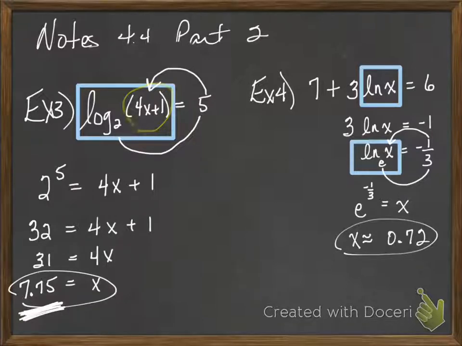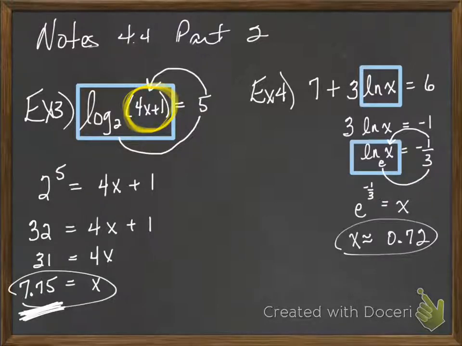Y'all remember the rule, the definition of a log? What does this quantity right here have to be? Greater than 0. Has to be greater than 0. So you have to take your x, go back into any log that was in your original problem, and we'll use example 3 as an example. If x is 7.75, is 4 times 7.75 plus 1 going to be greater than 0? Yes. So that means the value that we said was our answer is in our domain.